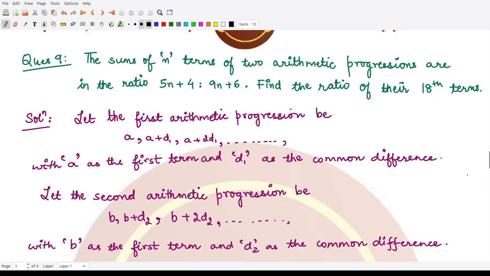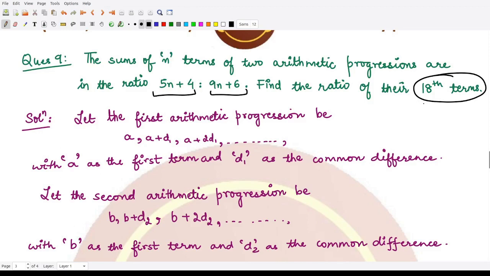In this video, we shall be solving question number 9. Now this question is similar to the question that we have performed in the examples when we were studying the concept. So here they are saying that if the sum of n terms of two arithmetic progressions are in the ratio 5n plus 4 and 9n plus 6, we need to find the ratio of their 18th term. So how we may do that?